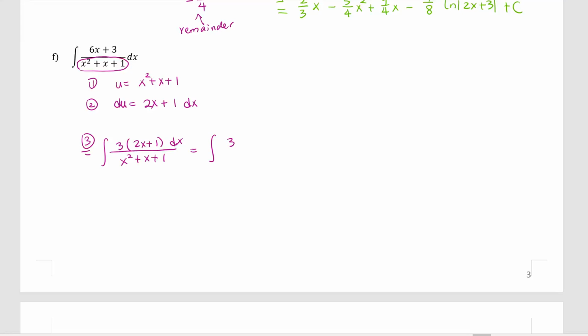2x plus 1 dx is exactly du. And then x squared plus x plus 1 is actually u. Wow, this is 3 times the integral of 1 over u, which is ln of absolute value of u. And what is u? U is x squared plus x plus 1. Okay, and plus c.